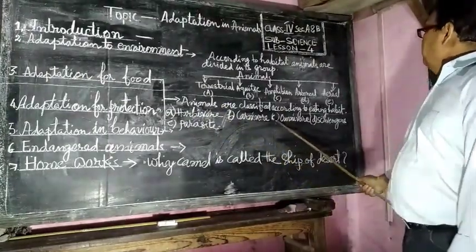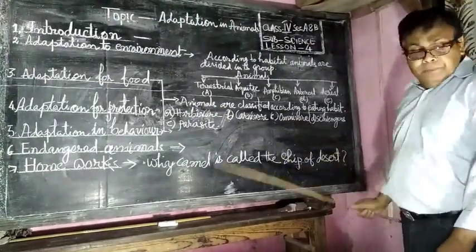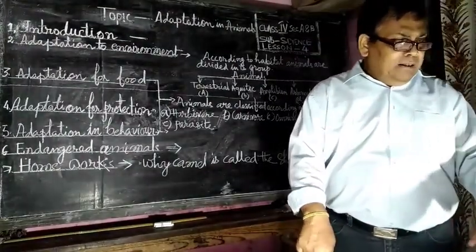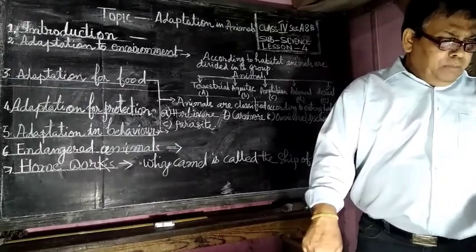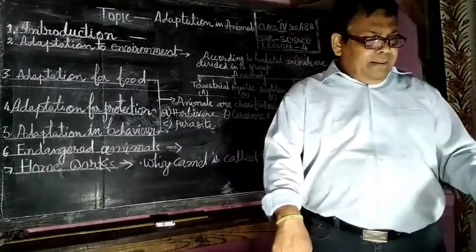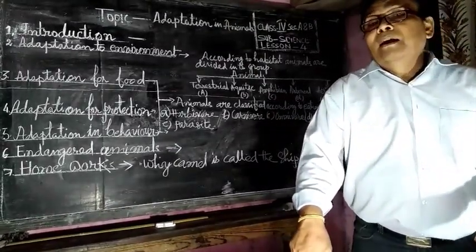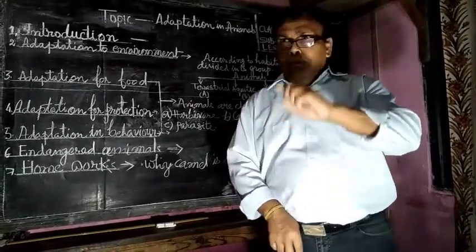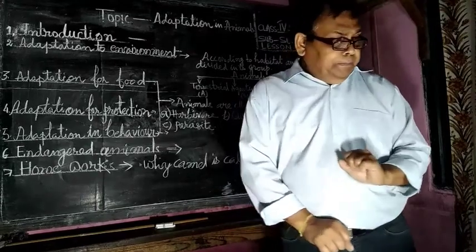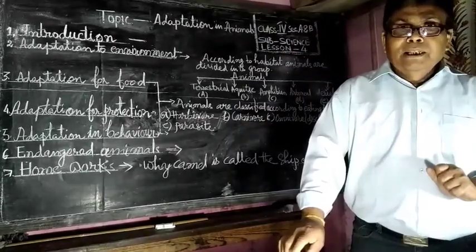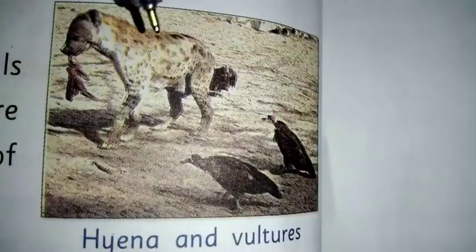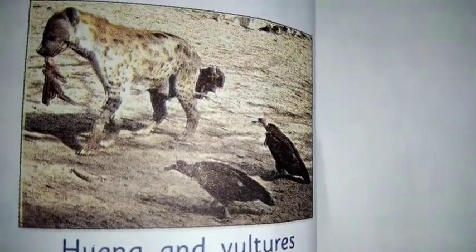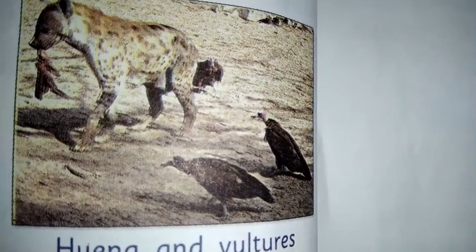Our next part is omnivore. Plant and flesh-eating animals are called omnivores. For example, human beings, crow, hyena, vulture, etc. are omnivores. They eat flesh as well as fruits, vegetables, etc. See the picture. Here is the picture of a hyena and a vulture, those who eat flesh as well as vegetables, fruits, etc.